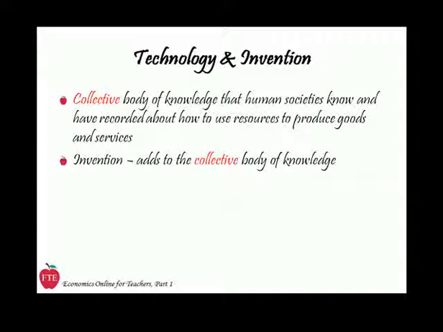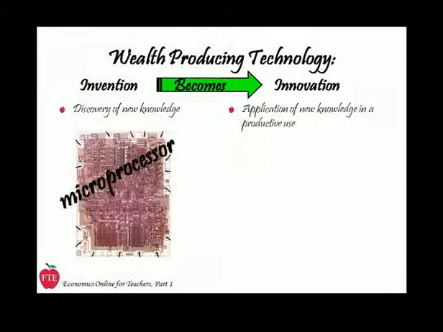It's knowledge, the collective body of knowledge that human societies know and have recorded about how to use resources to produce goods and services. Now note that it's collective knowledge. Individuals and groups contribute to the body of knowledge through innovation, but no one holds it all. Invention is the discovery of new knowledge, but importantly, the knowledge itself doesn't help us in the battle against scarcity. We have to go from invention to innovation to make knowledge useful.